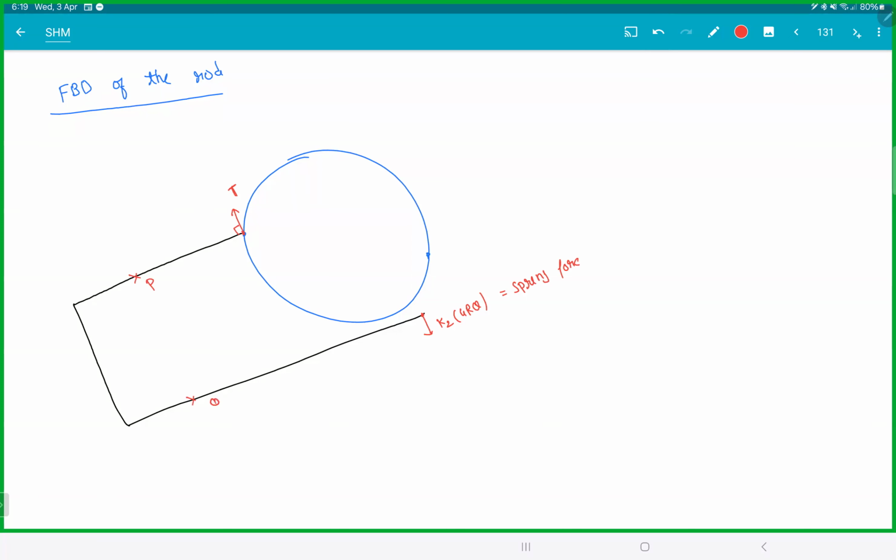This is P, this is Q, and this is the axis of rotation. So torque about the PQ axis will be T into this distance, which is R, and this is 3R, is equal to I alpha. But here I is 0 since the rod is massless. This is one advantage of massless rods. So we get tension is 12 K2 R theta.